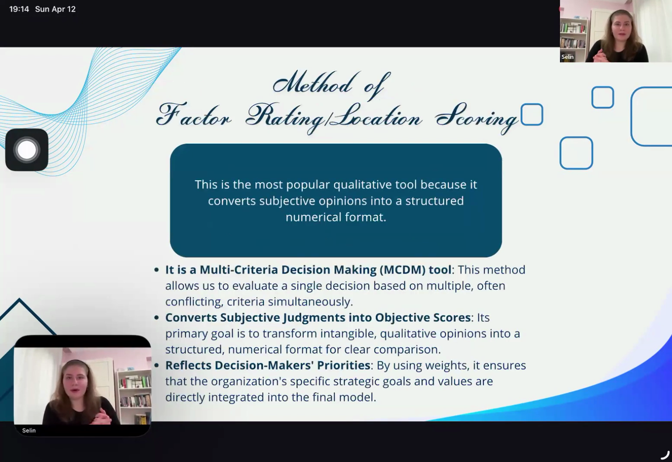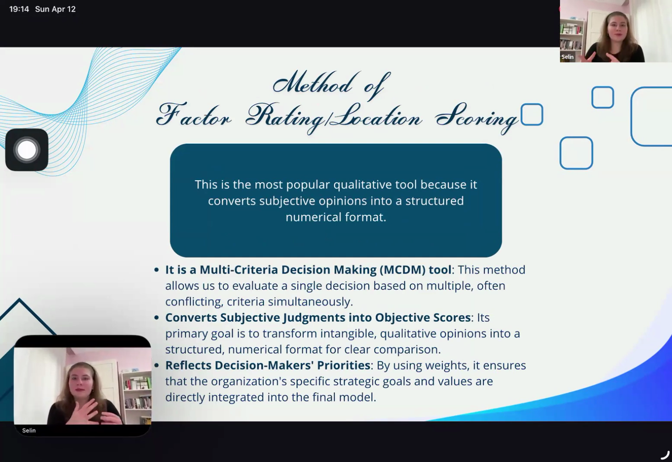I want to talk about the method of factor rating, also called location scoring. This is the most popular qualitative tool because it's really easy to use. It's a multi-criteria decision-making tool, an MCDM tool. This method allows us to evaluate a single decision based on multiple and often conflicting criteria simultaneously, and it reflects the decision maker's priorities by using weights.